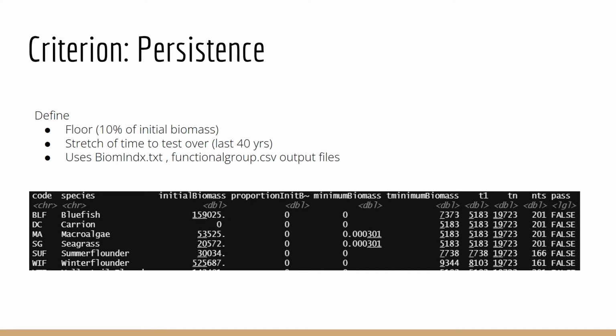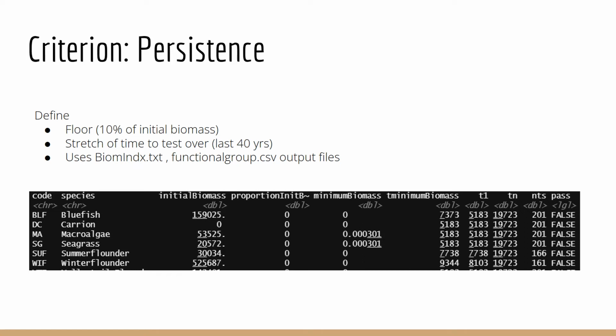So we've developed several functions to evaluate these 4 criteria. And the output from the persistence function is shown on this slide. The final column is the main column you want to look at. That indicates whether this species code has passed or failed the criterion. So the output displays species and their species code in Atlantis, the initial biomass of that species, the minimum biomass reached in the run, the time at which that minimum was reached. T1 and Tn are the first and last time points that persistence was not met, and then of course an overall pass or a fail.